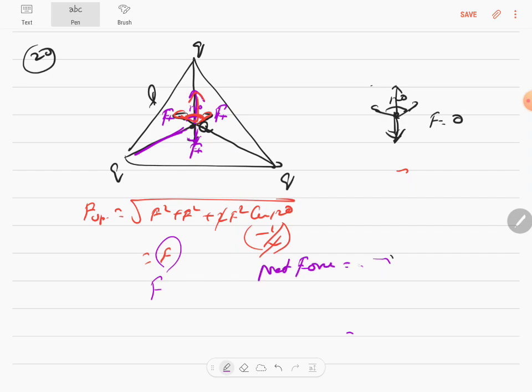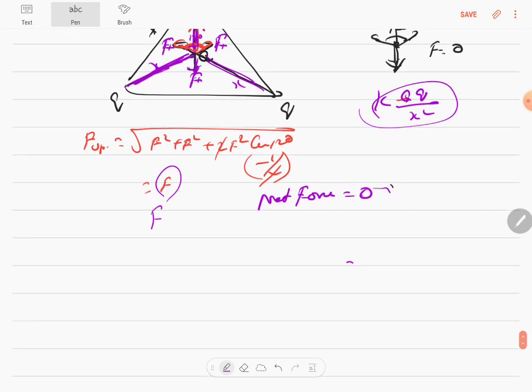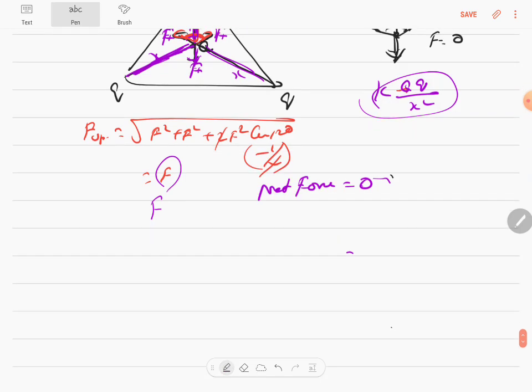This is the way I would do the sum. It's very simple. I wouldn't even write 1 by 4 pi epsilon naught. All that is not necessary. You know it's K into capital Q into small q by the distance squared. Let's consider this distance as x, so it's x square, and they are all equal, so we can call it F, F and F. This is the way I would do the sum. So the net force acting at the center is 0.